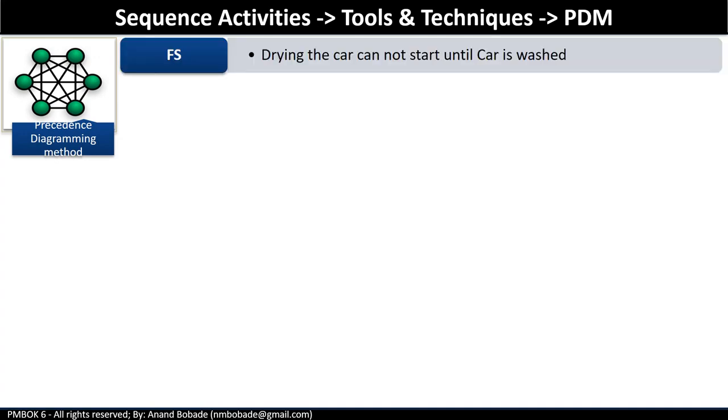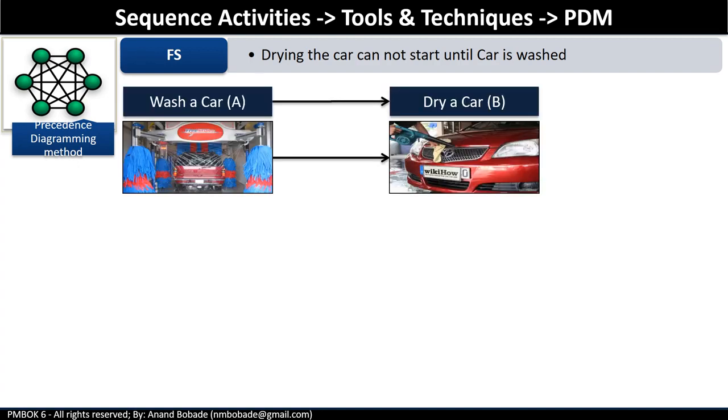Finish to start. This is the most common type of logical relationship where a successor activity cannot start until the predecessor activity has finished. For example, drying the car cannot start until the car is washed.